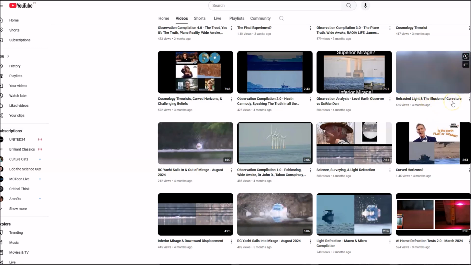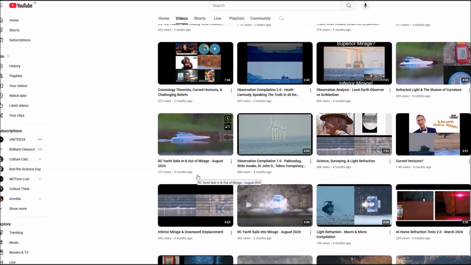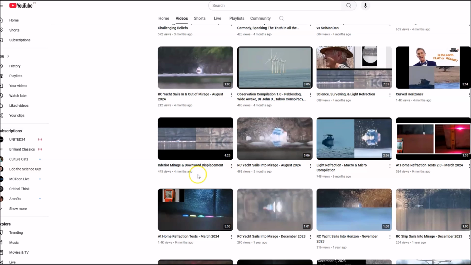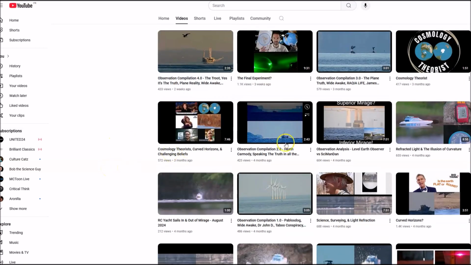Refracted light and the illusion of curvature. So they've got a little model boat that they've put on the water surface, and they're photographing it with their camera right down at the surface of the water. That's typical of, they've done many of these. They've got yachts sailing in and out of a mirage with the underlying suggestion that this accounts for what we see in terms of boats going over the horizon and disappearing bottom up. They are trying to draw a parallel with their work using models and placing the camera right at the water level with these other observations we see of objects that disappear from bottom up.